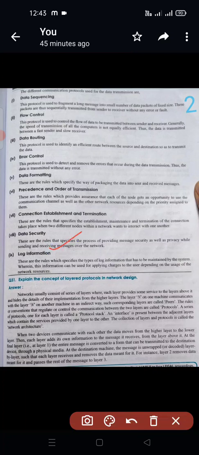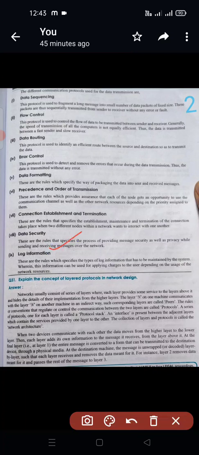So what is data sequencing? Sequencing means the data can be divided into small fragments. A fragment is a small part. So a long message is divided into a number of data packets of a fixed size. These packets are then sequentially transmitted from sender to receiver without any error. So how the data is transmitted from sender to receiver is considered in data sequencing.